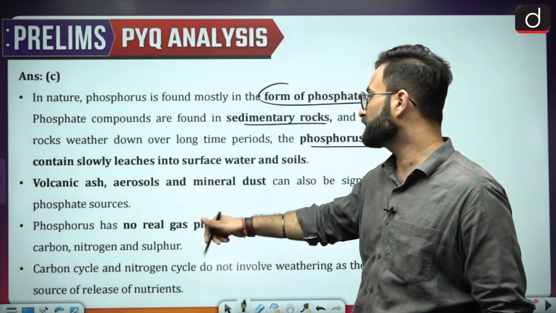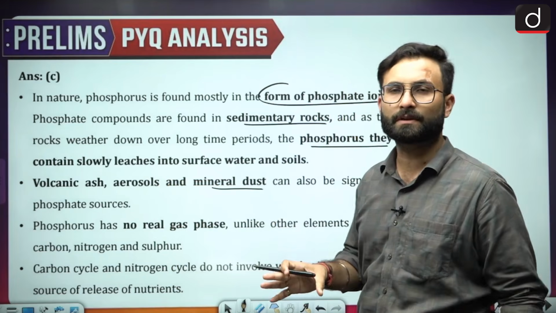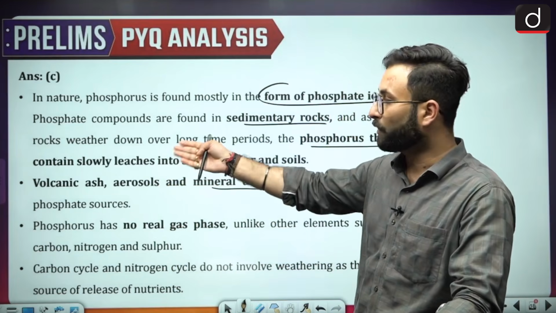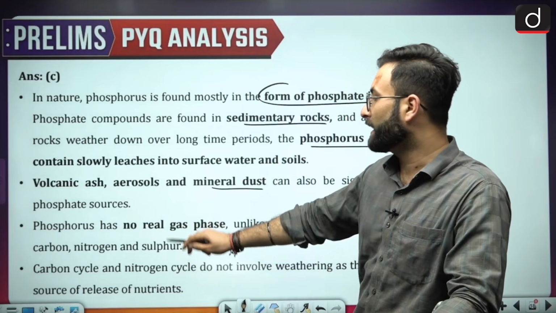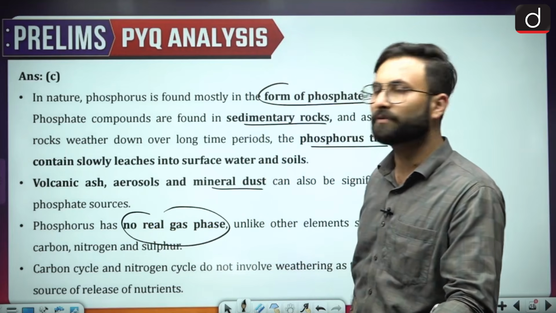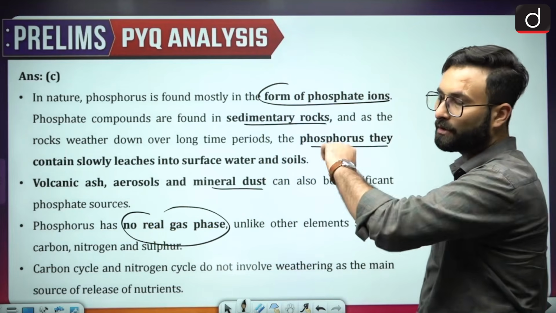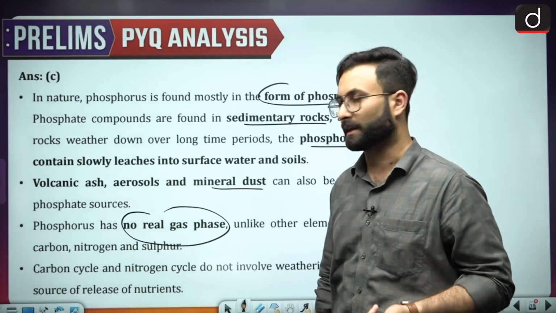Volcanic ash, aerosols, mineral dust, etc., will also have phosphate ions, because obviously when we talk about volcanic ash, the origin is from the rocks only. Phosphate has no real gas phase, and that is why it has to rely on the rock disintegration or the weathering. So that is there.